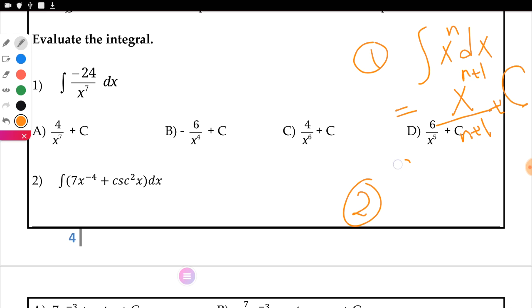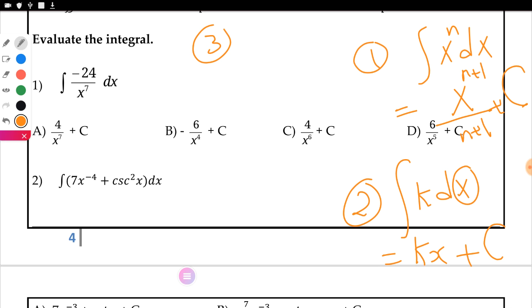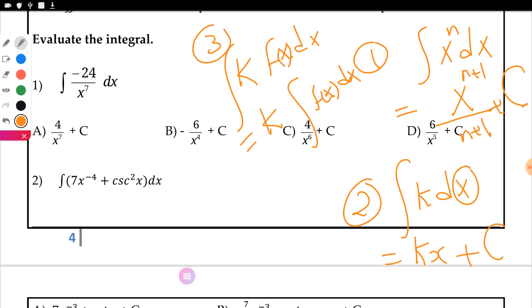The second one: the integration of any constant with respect to x will be this constant multiplied by the variable of integration x, plus c. It's just a rule. Here in our problem, I just apply the basic rules of integration. The third rule: if you have the integration of a number or constant multiplied by a function with respect to x, it will be this constant multiplied by the integration of this function with respect to x.